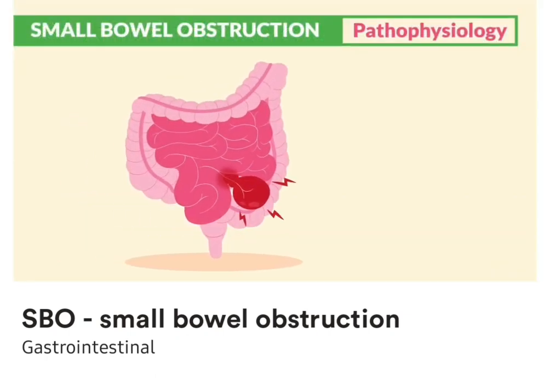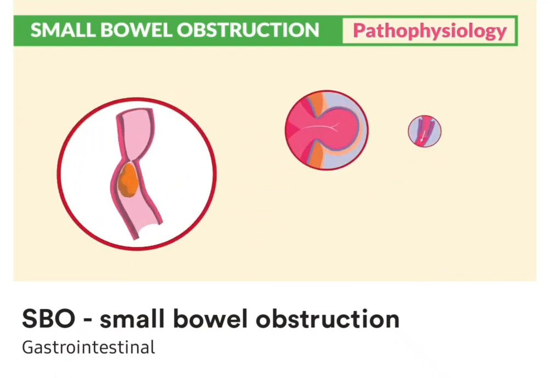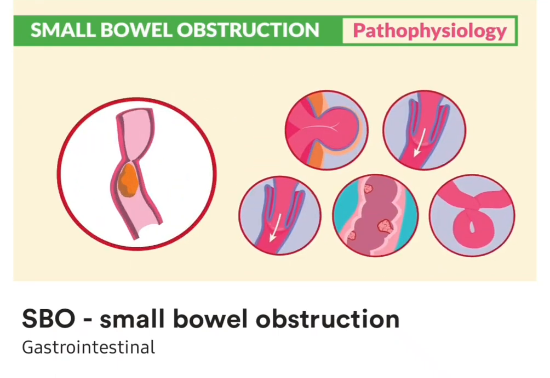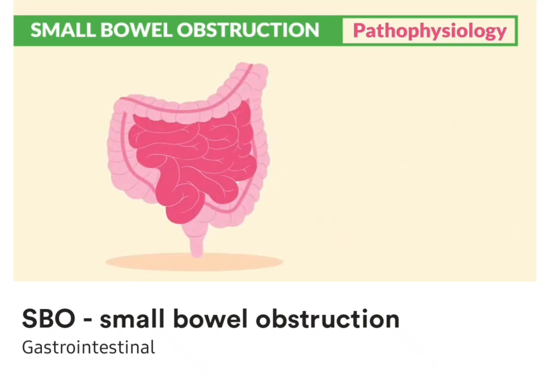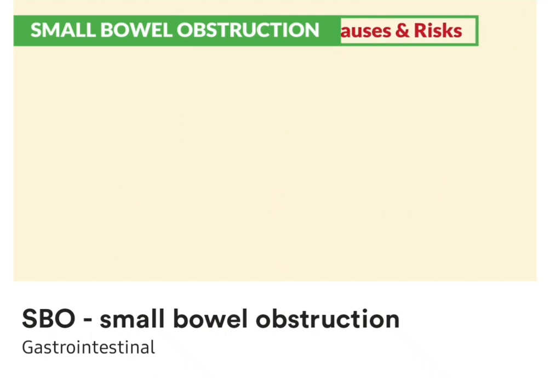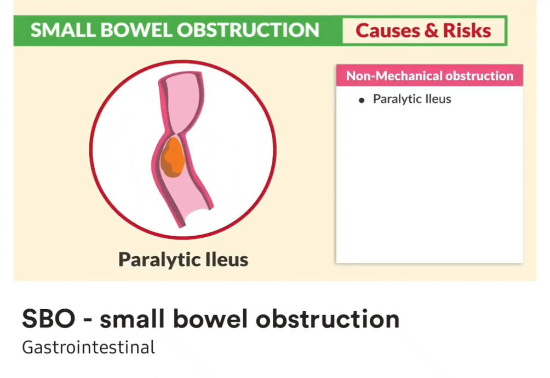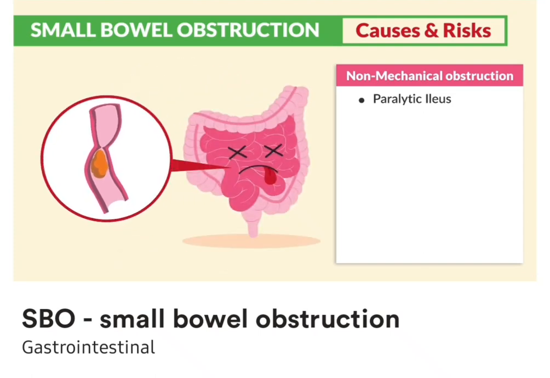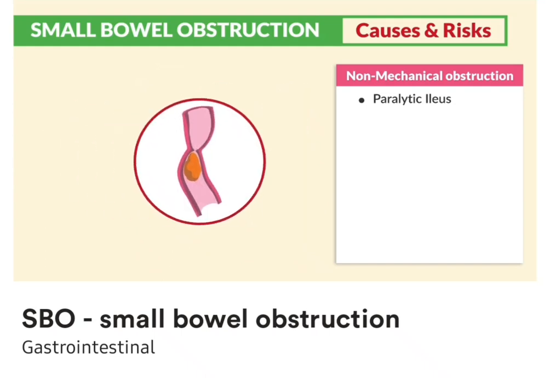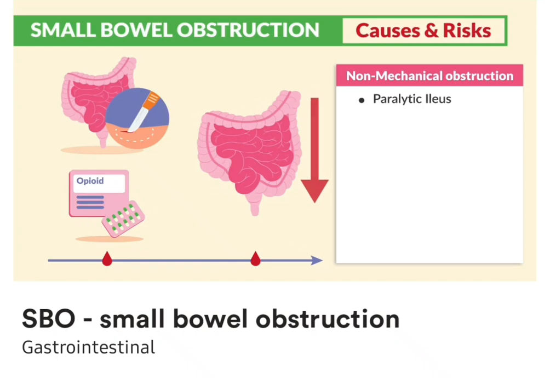A small bowel obstruction is the blockage in the small intestines, caused by both non-mechanical obstructions as well as mechanical, with mechanical meaning that there's something physically blocking the GI tract. So for causes and risk, non-mechanical obstruction is from a paralytic ileus, fancy words for a paralyzed bowel. Everything stops and the bowel can die, typically after GI surgery or even opioid use, which makes everything slow, especially inside the bowels.